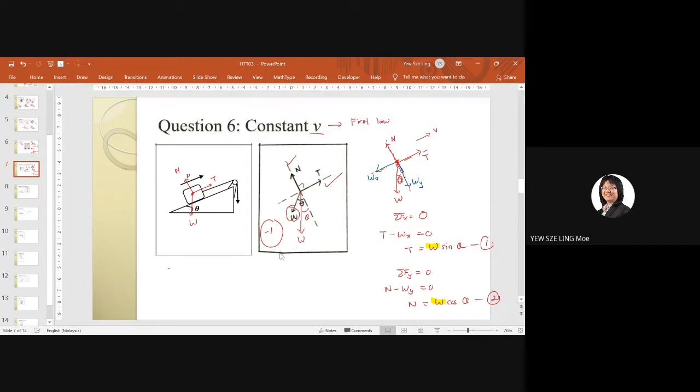All right, so you now have equation 1 and equation 2, then you can solve it, right? Because you have a sine theta here and a cos theta here, you remember a very important relationship, which is tan theta is equal to sine theta over cos theta. This relationship is very important when it comes to simultaneous equations, so make sure you remember it. So this is question number 6. So question number 7.